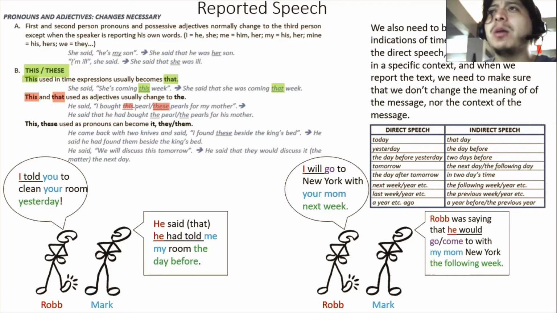Remember, adjectives come before the noun. When you have this pearl, this is describing the pearl. These pearls: "these" is an adjective, and it is describing a plural noun. So I bought this pearl for my mother. He said that he had bought the pearl. We changed this or that for the.